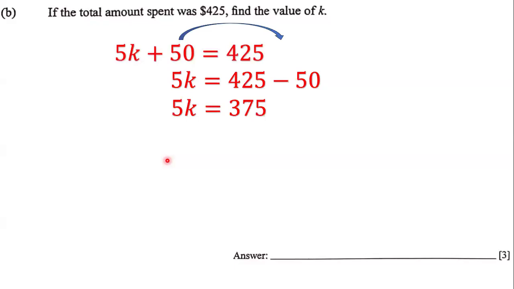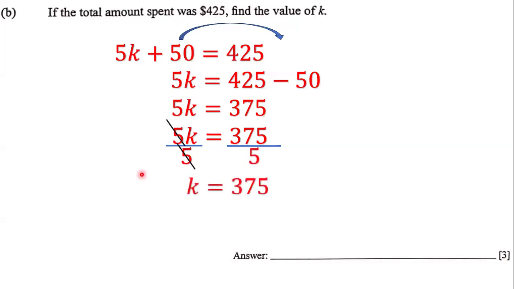And so our next move is to divide both sides of this equation by the coefficient of K, which is 5. And we cancel this 5 with that 5. And so we have K is equal to 375 divided by 5. And 375 divided by 5 is 75. And so that means that the value of K is 75.